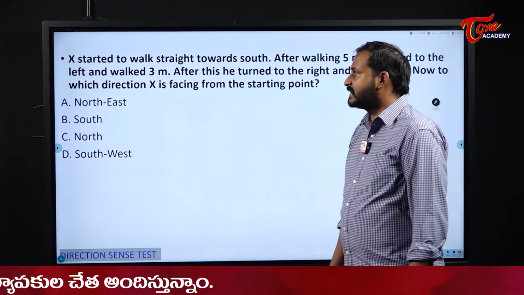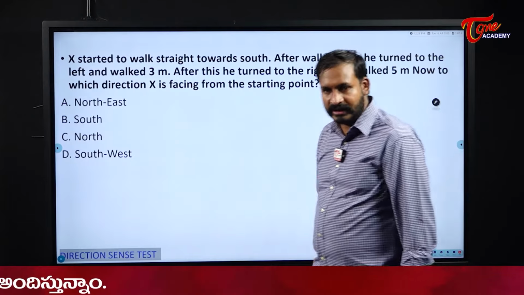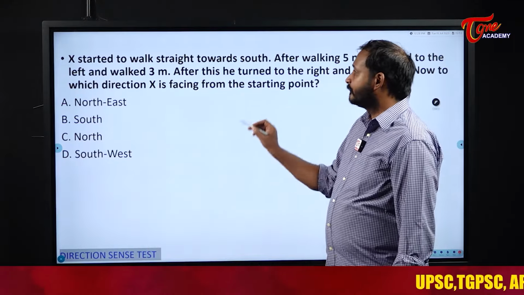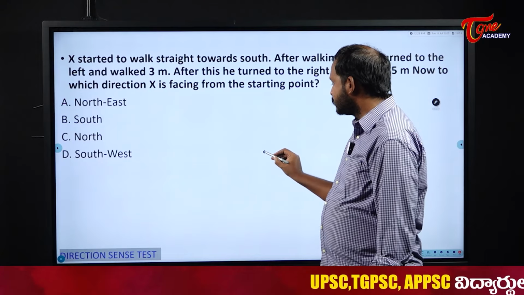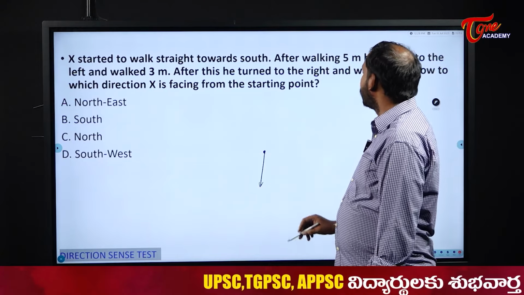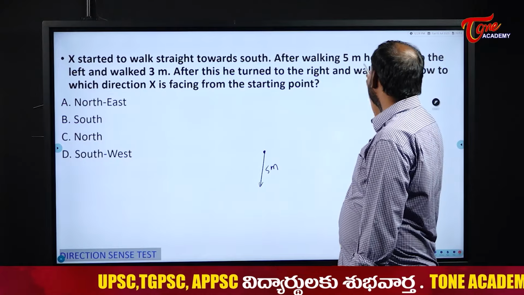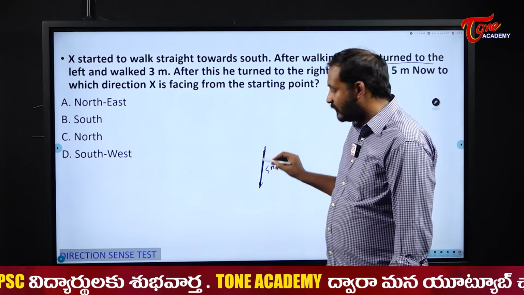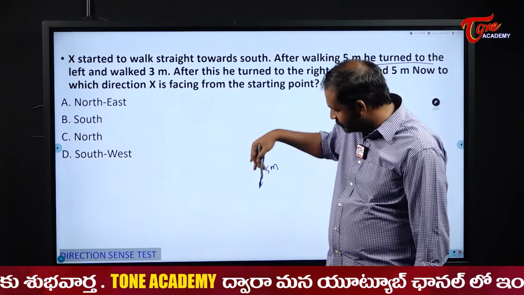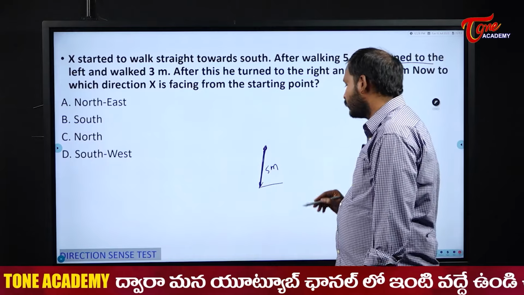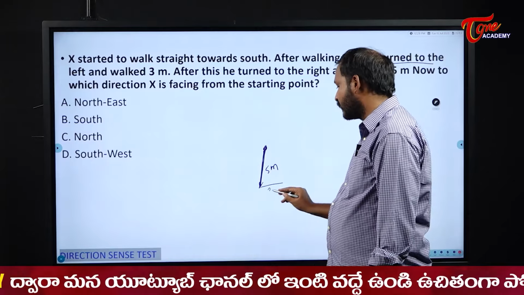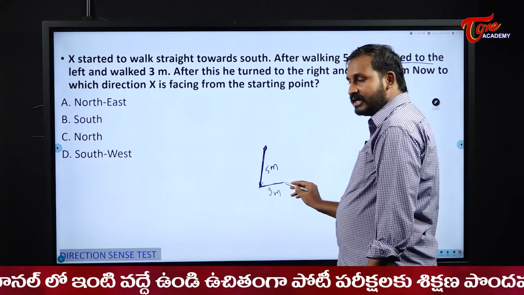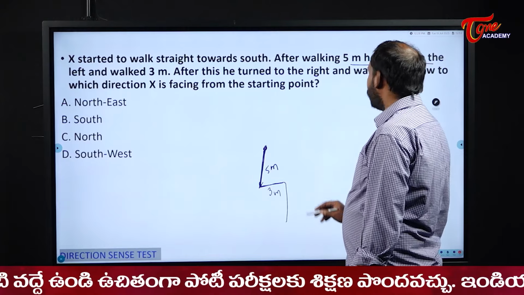Next one. X started to walk straight towards south. There is a person X and he started to walk towards south, like this. After walking 5 meters, he turned to the left. Which direction will he turn, students? This direction, right? He turned to his left and walked 3 meters. After this, he turned right. Now the person is moving in this direction and he is turning right, which means downward. And walked 5 meters.